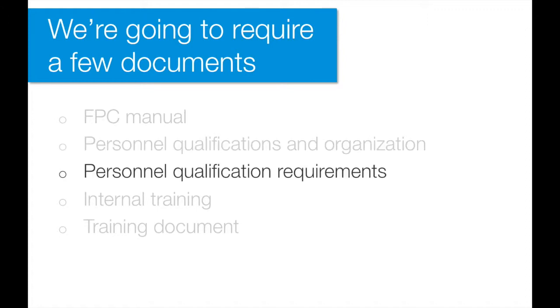Personnel Qualification Requirements is used to define minimum task-related qualification requirements. Internal training is used to record the one-on-one trainings that you might organize for your employees if you notice that their qualifications do not meet the minimum qualification requirements. The training document is used to record internal trainings that are organized for groups bigger than just one employee.